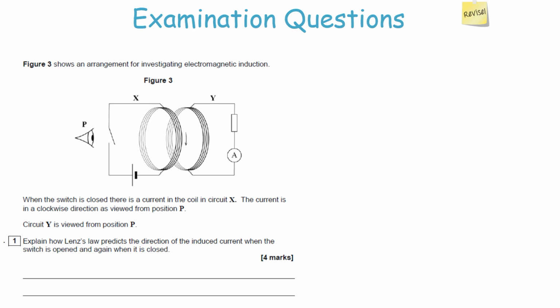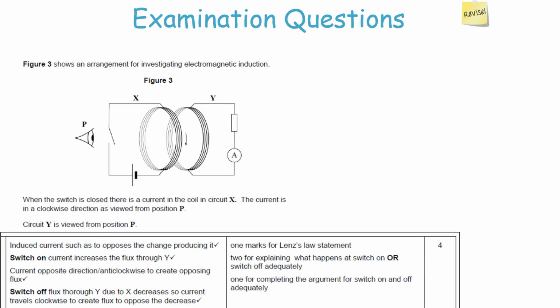So, if you think about it, when you switch on the circuit, that then produces a change in the magnetic flux linkage, and remember, it's a change in magnetic flux linkage that produces an induced EMF, which in a circuit will produce a current. Now it's a positive change, so the current will oppose the direction, or be anti-clockwise, to create an opposing flux to the change that caused it.